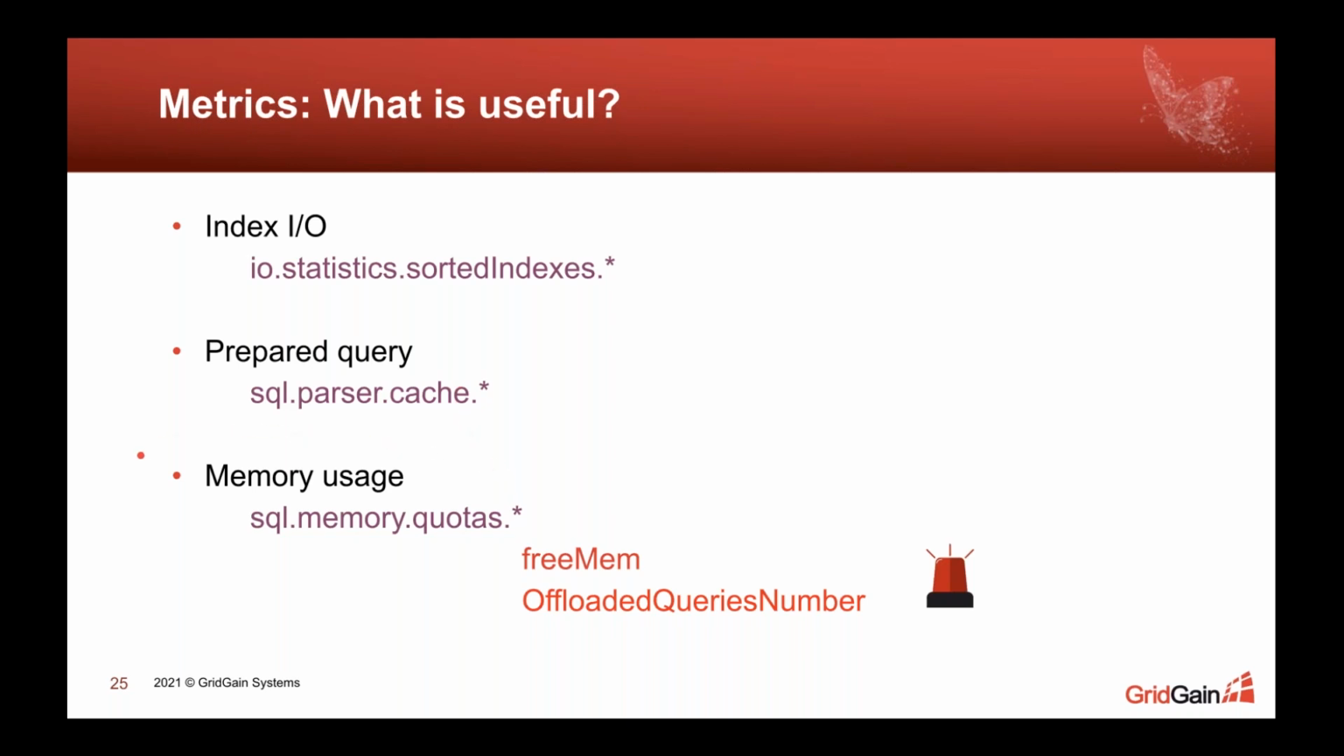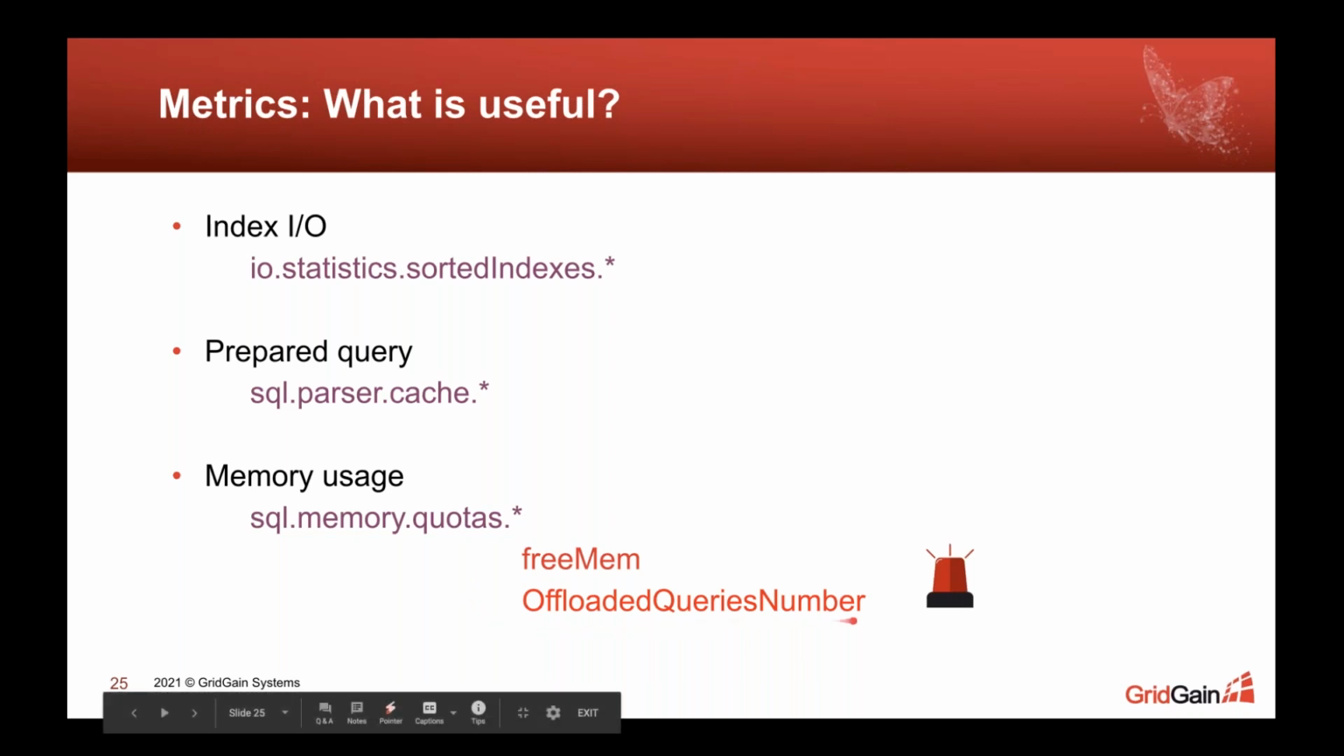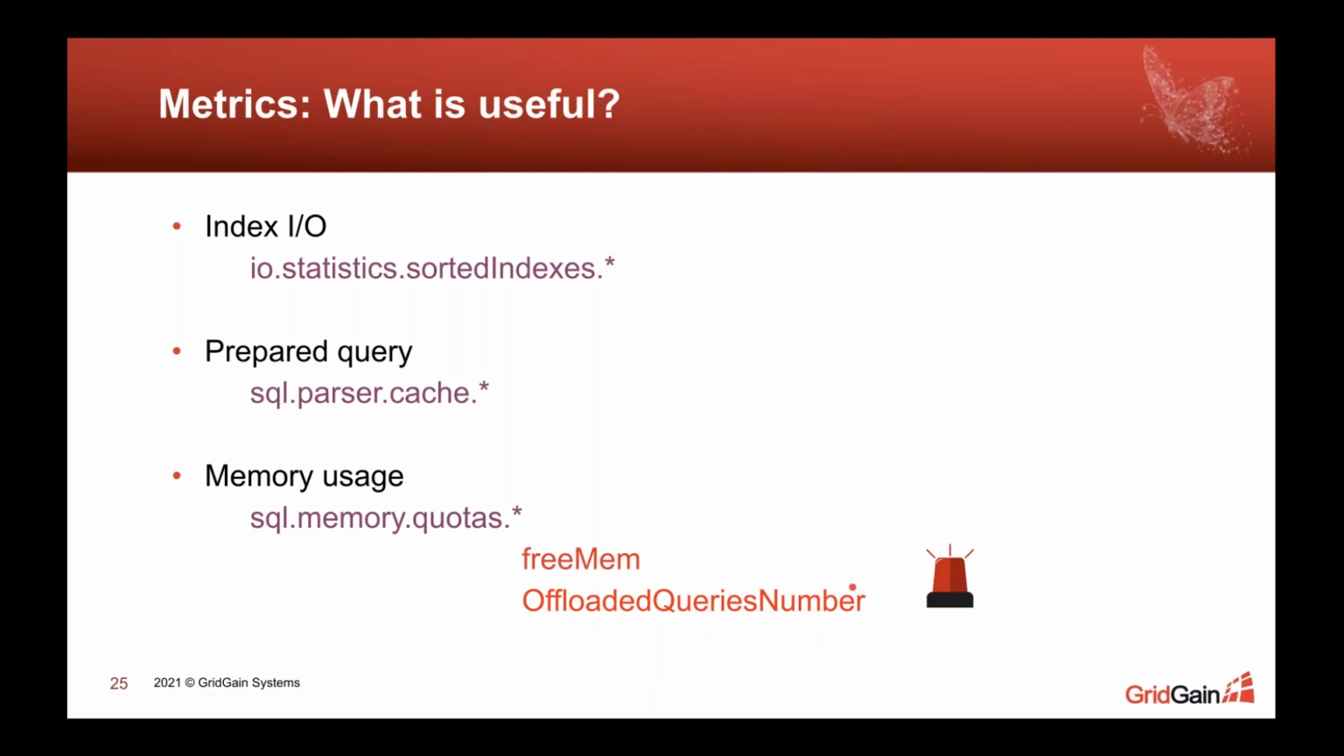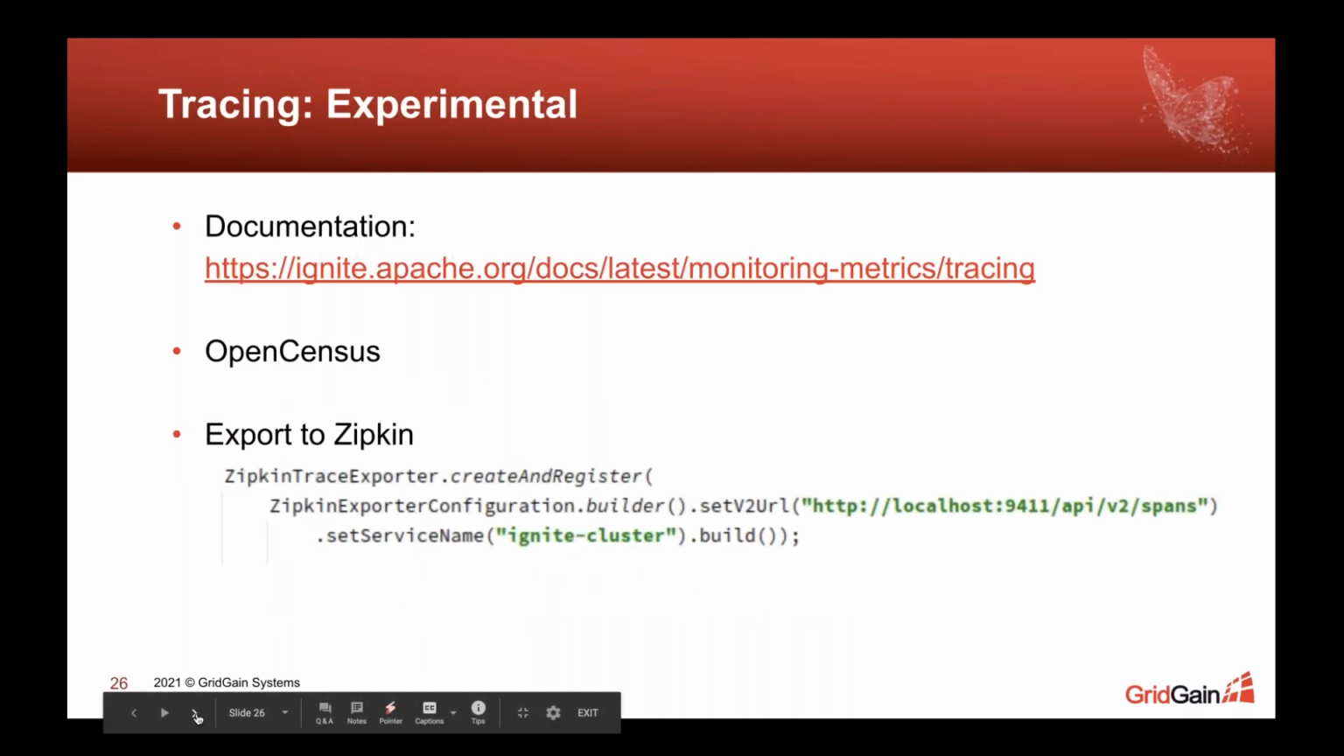It works strictly in GridGain Community Edition because of the H2 fork. Free mem is about memory: how much memory is left. And offloaded queries number is about how many queries were actually offloaded to disk, and if offloading was used at all.